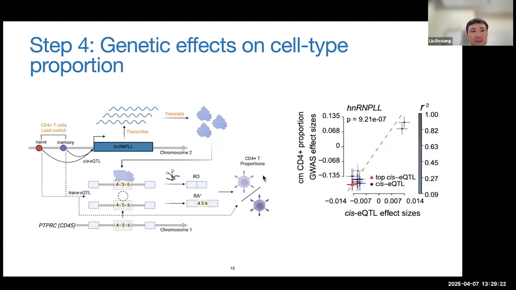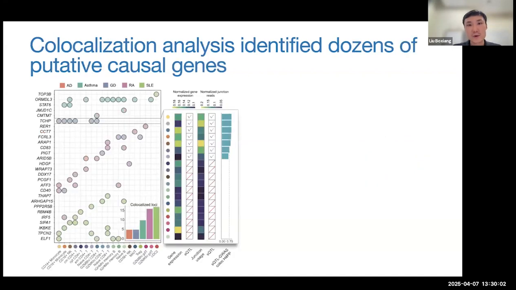So to summarize, we have identified two cell type specific variants that both influence the expression of an RNA binding protein called HNRNPLL. This RNA binding gene would be translated into a protein which binds to CD45 exons 4, 5, and 6, which influences its splicing patterns. And such change in splicing patterns would then influence T cell development and T cell proportions. So that's story number one.